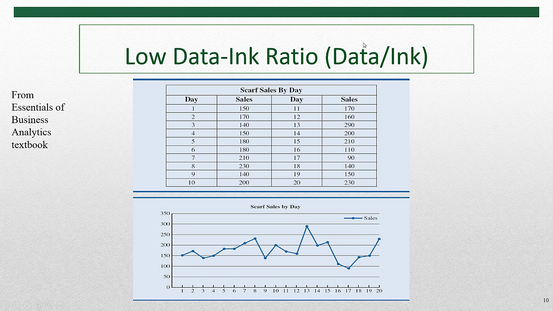If you take all the data that you have and you divide it by some number that represents ink, the less ink, the bigger this ratio will be. If there's too much ink, then it's a low ratio. The number is small. In this example, straight from the textbook that we're using, it's assumed that there's too many lines here, and we'll see an example on the next slide that cleans it up a bit. And this chart is just terrible.